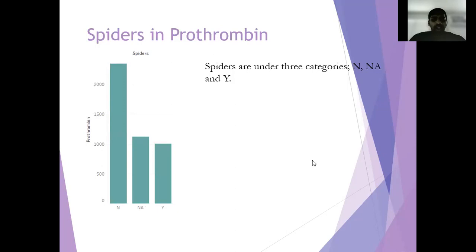And coming to the next slide, spiders in prothrombin. The spiders are under three categories: N, NA, and Y. The bar graph represents the sum of the prothrombin across the different spiders, and the spider category N has the highest levels of prothrombin, as you see in the graph.